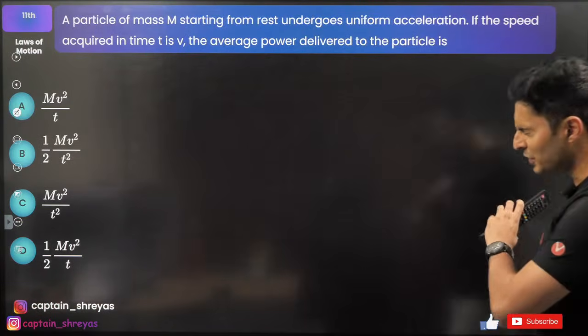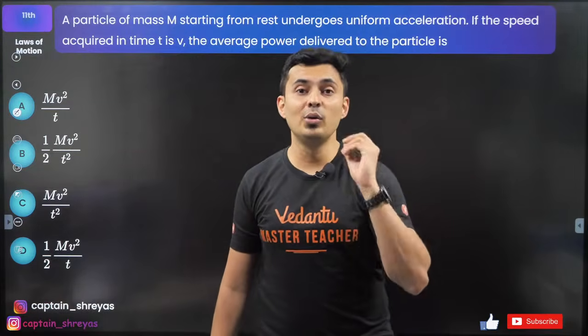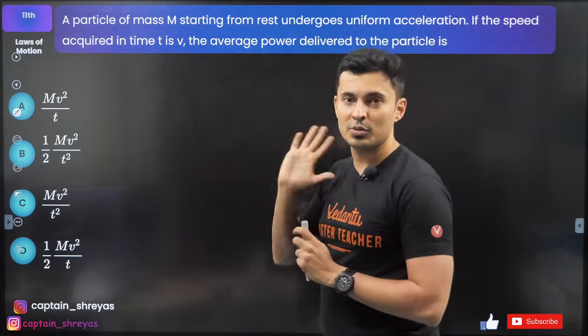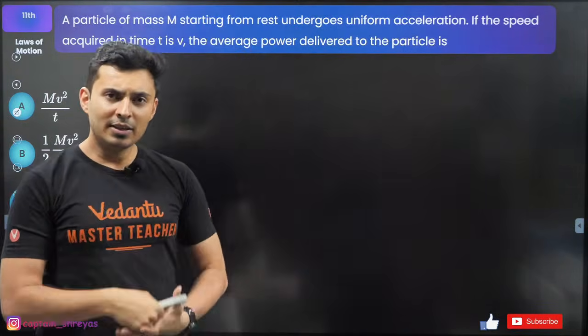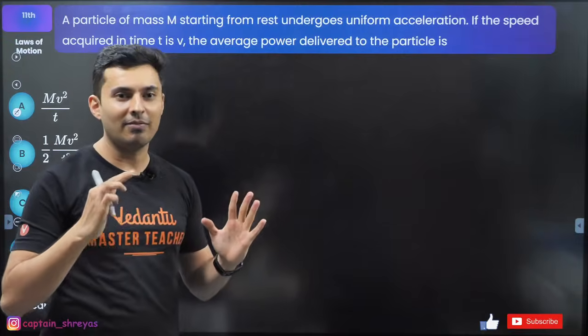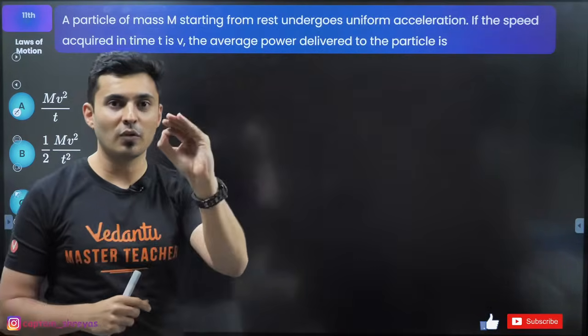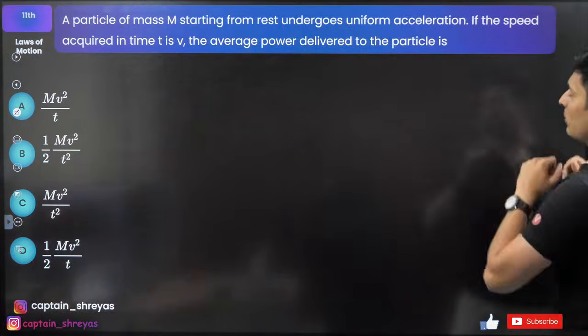Coming up on your screen, it's a beautiful question. 100% many people do not know the difference when some language is changed in this question. I change some words, many people will still solve the problem in the exact same way, or they don't know what they are doing. Observe this question. Question is to find the average power for a particle which is undergoing uniform acceleration.